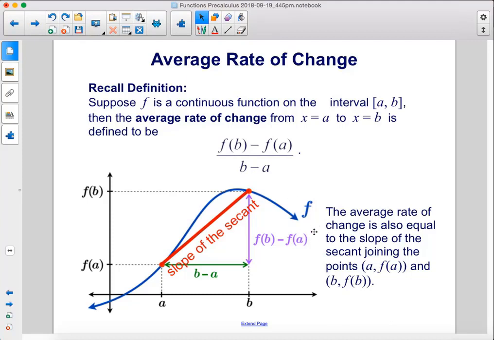The average rate of change is also equal to the slope of the secant joining the points (a, f(a)) and (b, f(b)). So if you're looking for this rate of change between this point and this point, draw a line, and the slope of that line is the average rate of change.